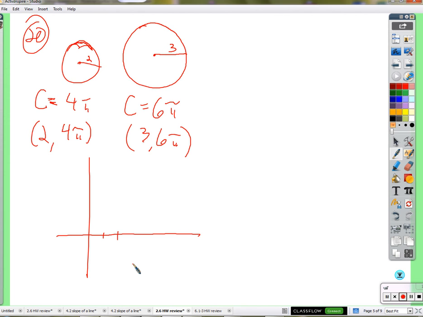How big is pi? 3.14. So 3.14 times 4 is 12.56.